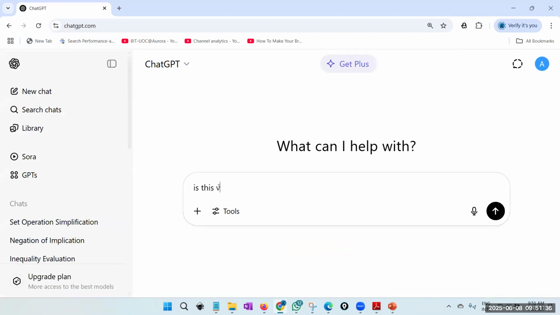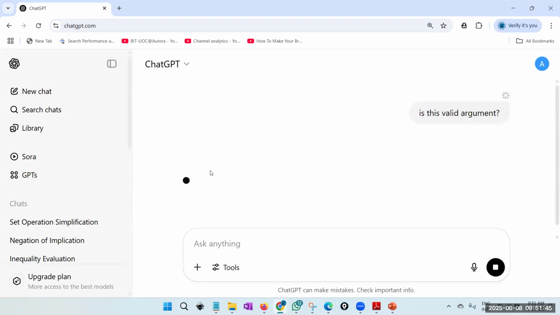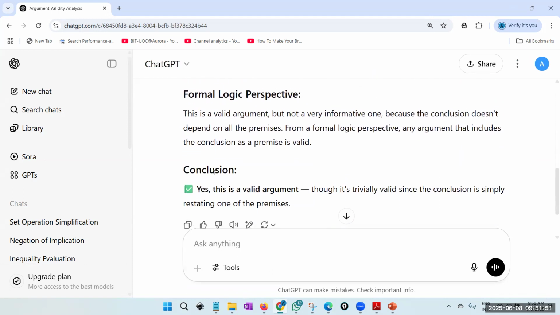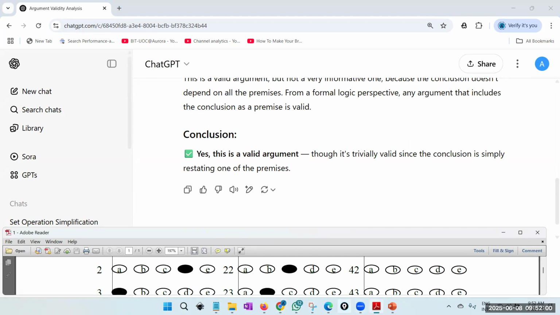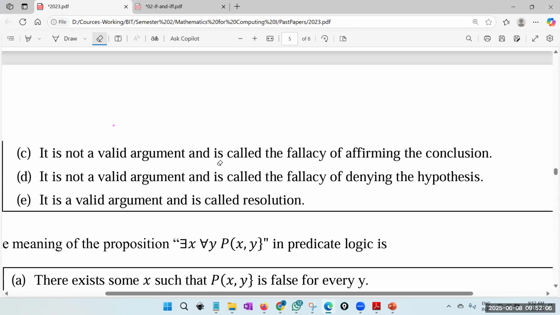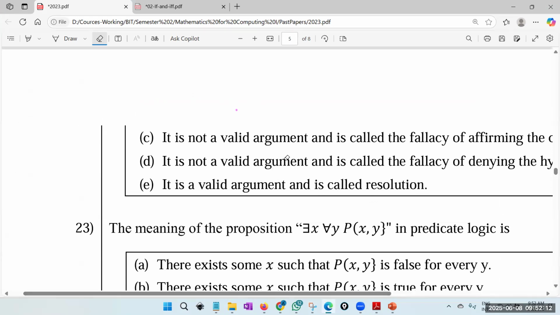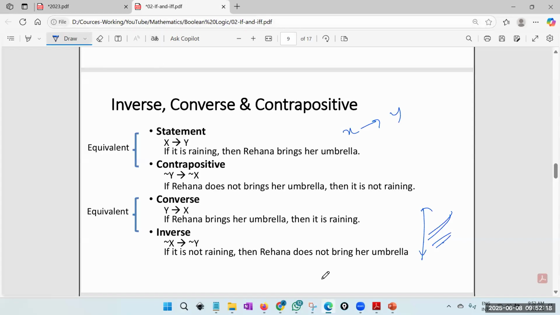Is this a valid argument? For me, this is a valid argument. Yes, you can see this is a valid argument, but the examiner's answer says this is an invalid argument. Because the examiner's answer says 22 answer is C. Answer C says it is not a valid argument. So I don't agree with the examiner's answer at all. Okay? I don't know. Right? For me, 22 must be, right? Answer must be valid.